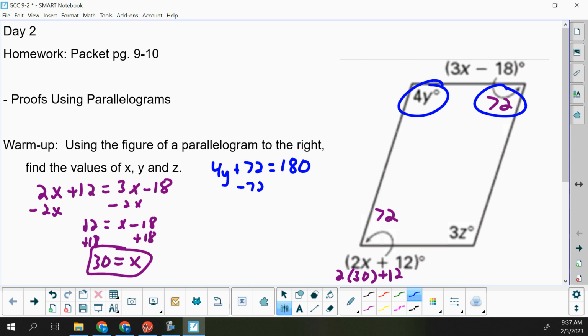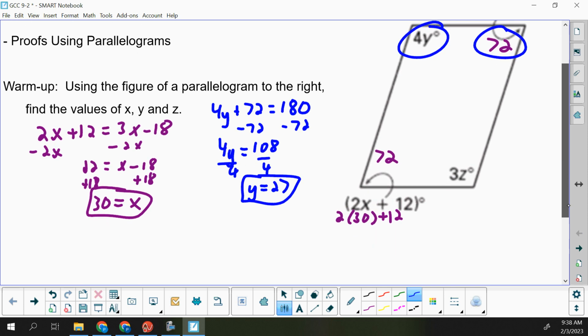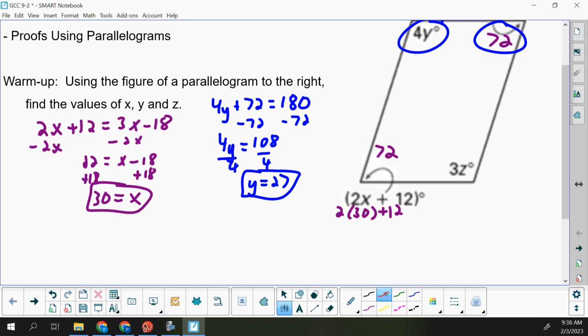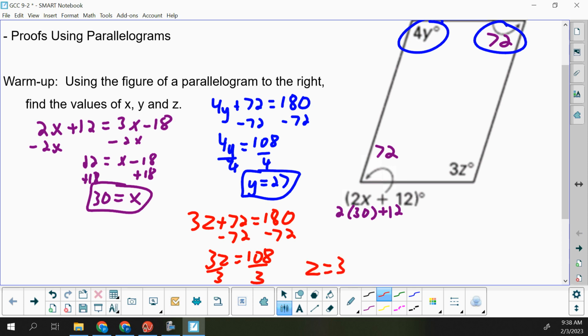We'll subtract the 72 over. So 4y will equal 108. And we'll divide by 4 to get that y is 27. And we can do the same idea for the 3z. We can do 3z plus 72 equals 180. Subtract the 72 over, we get 3z equals 108. And divide by 3 to get that z is 36.